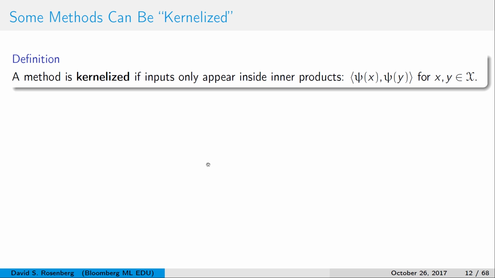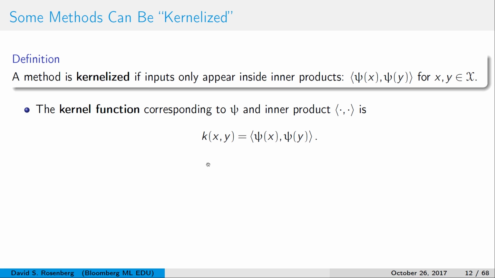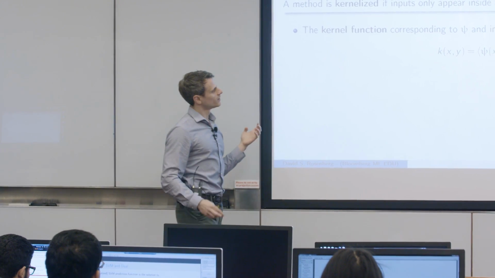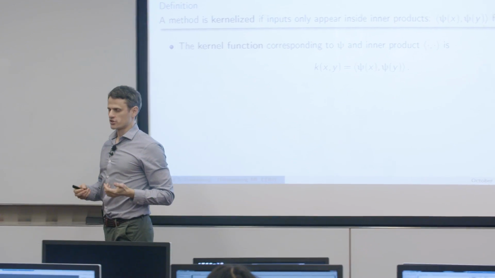A method is kernelized, we'll say an optimization problem is kernelized, if all the inputs appear only inside of an inner product with some other input. This dual problem is already a kernelized objective function. We introduce the kernel function corresponding to a feature mapping psi and a particular inner product, and we'll write it like this. k of x, y, the kernel function on a pair of inputs x and y from the original input space, we'll define equal to the inner product of the featurized versions of x and y.